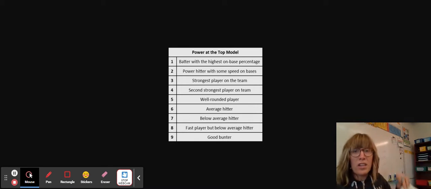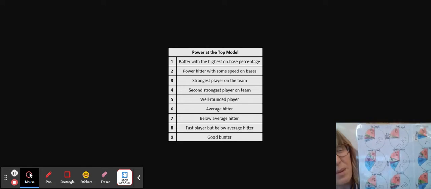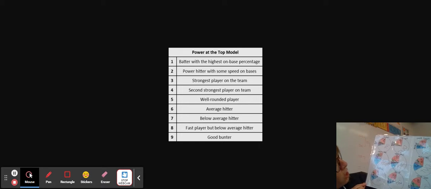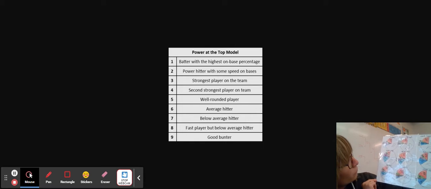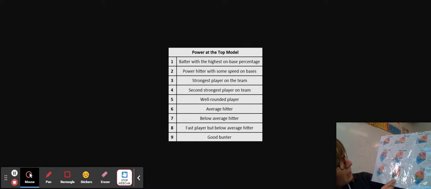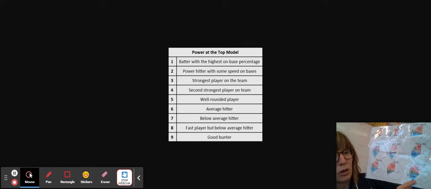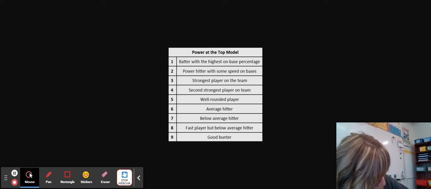So then I'm going to look, and if I use this power at the top model, I might be looking for a power hitter with some speed on bases. Well, in my case I'm just going to be looking for somebody else who's a pretty strong player, right? Maybe not my strongest player yet. Like I might be looking over here, Jason Worth or Jose Lopez, right? Maybe Daniel Murphy. I'm going to maybe pick one of these, right? I'm going to say, all right, Mr. Daniel Murphy, I'm going to put you up second.